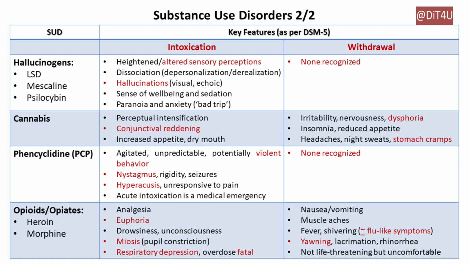Conjunctival reddening or red eyes, increased appetite and dry mouth. Withdrawal features, irritability, nervousness, and dysphoria. Insomnia and reduced appetite. So increased appetite in intoxication, reduced appetite in withdrawal. Headaches, night sweats, and stomach cramps.